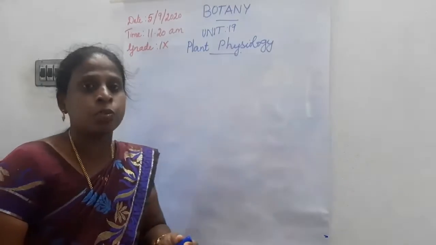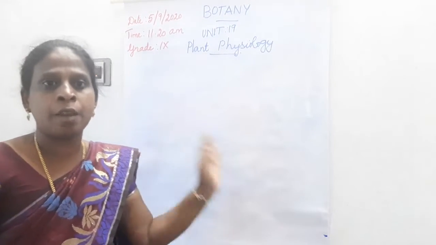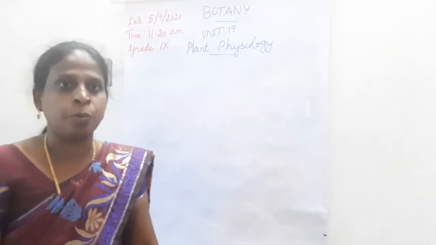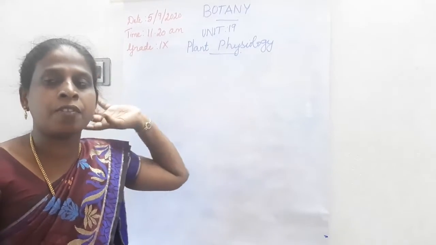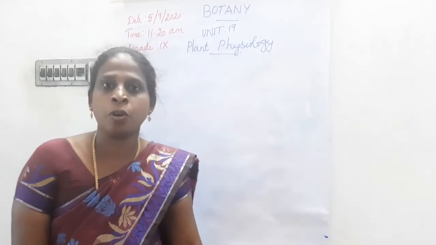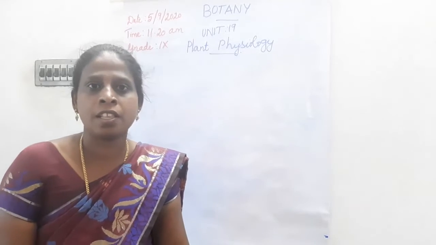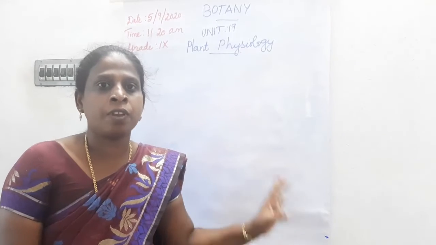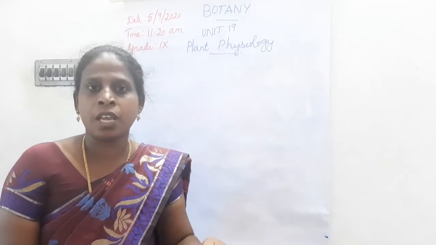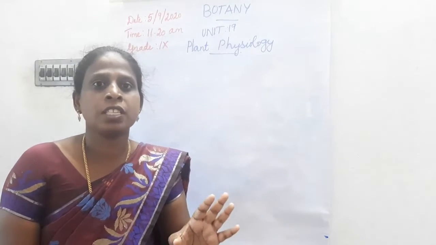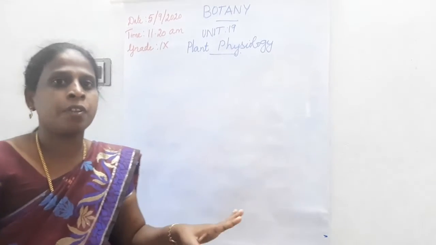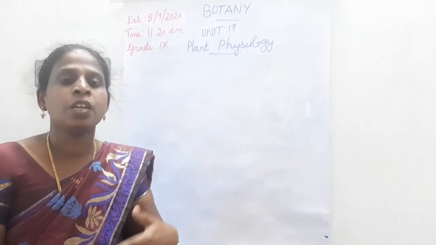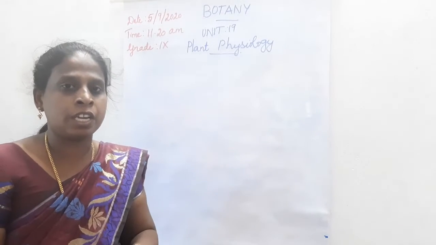Based on the stimulus, the movement of plants can be classified into two types: trophic movement and nastic movement. Trophism is otherwise called movement dependent on growth, and nastic movement is otherwise called movement independent of growth. In trophic movement, growth takes place. In nastic movement, growth does not take place. Trophic movement is unidirectional, and nastic movement is non-directional.